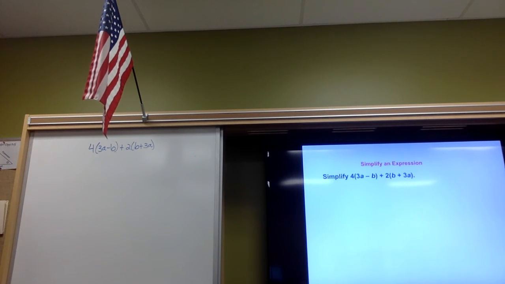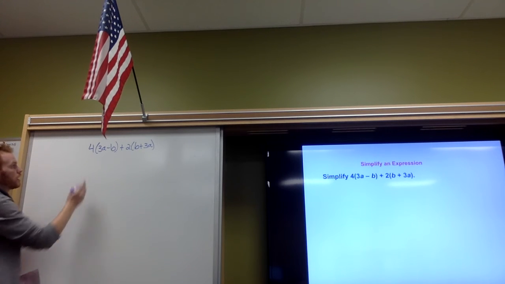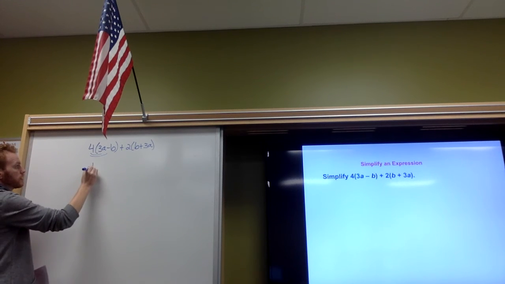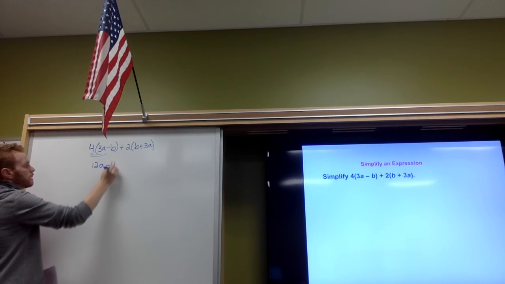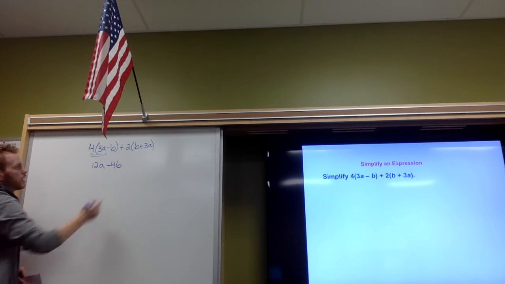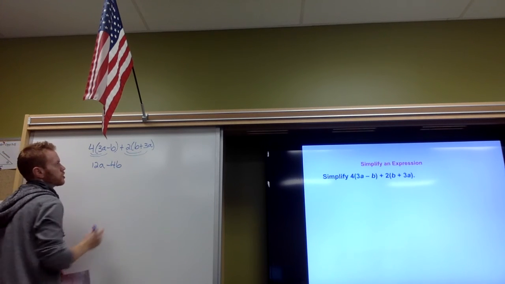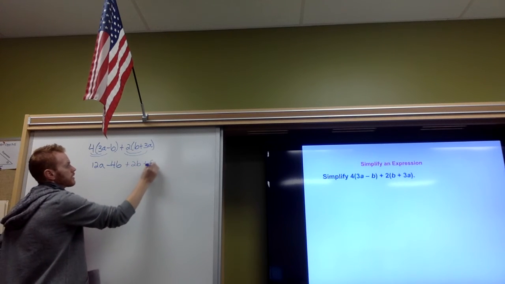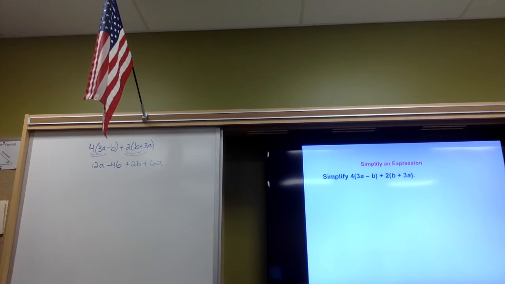All right. And if you want to solve this ahead of time and then check your answer afterwards, you can. So I'm going to distribute the 4 to both elements inside the parentheses. I get 12a minus 4b. And then this is a positive 2 that I'll distribute to both of these guys. So it'll be plus 2b plus 6a. Okay? Nothing too earth-shattering there.